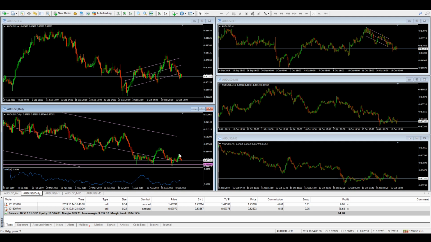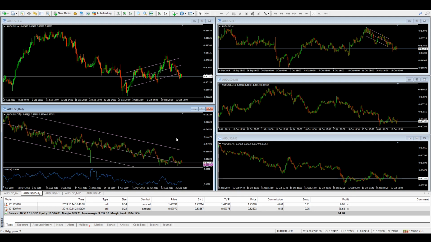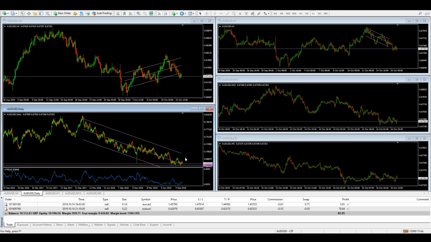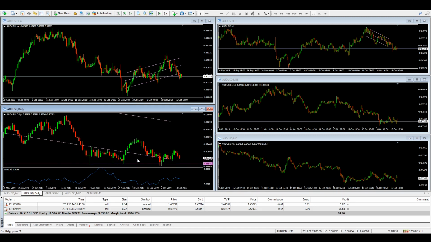Wait for better opportunities. This here, AUDUSD, bearish overall. I wouldn't really want to short this just now, because firstly it's coming into support. You don't want to really sell into that support.